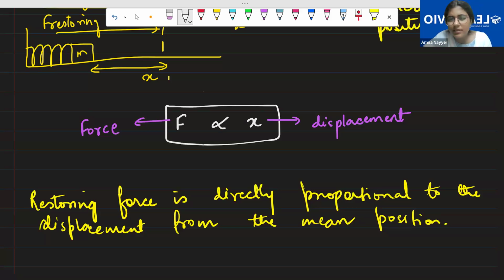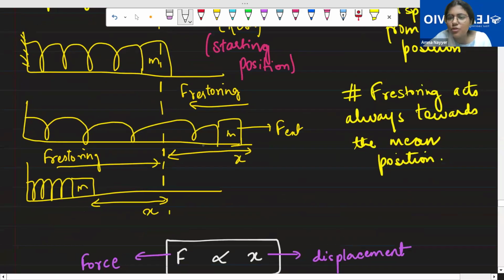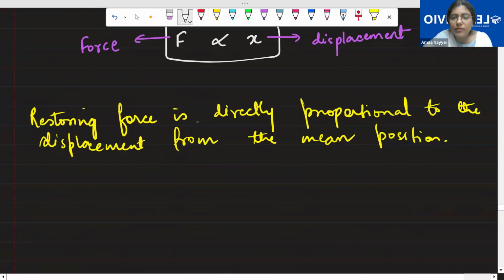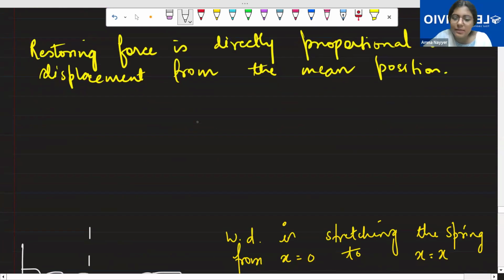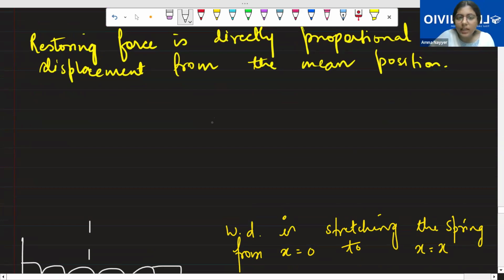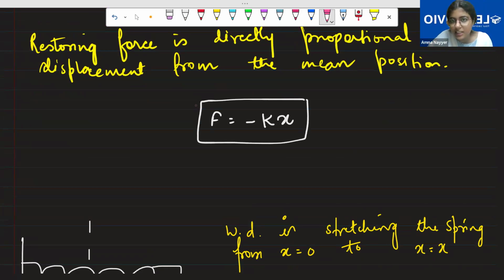You will have to do it. But to understand some things, you should know the basics. So the restoring force is directly proportional to the displacement from the mean position. So the equation that we obtain is F = -kx. This is the equation of SHM, where F is the force which is acting. The minus sign depicts that the force is directed towards the mean position.